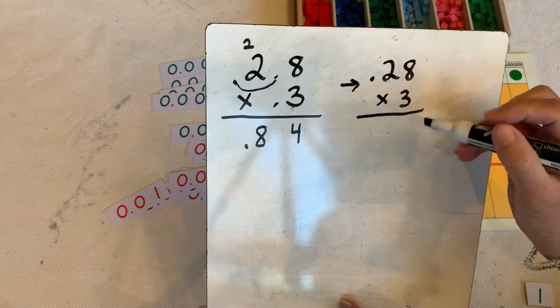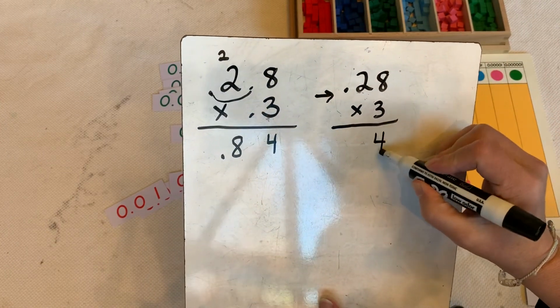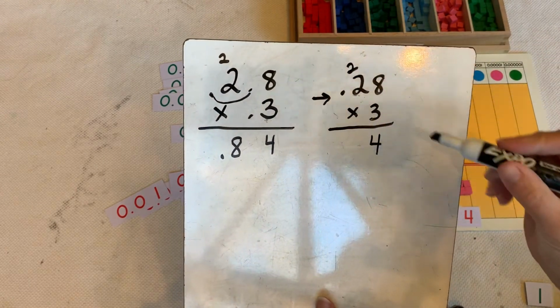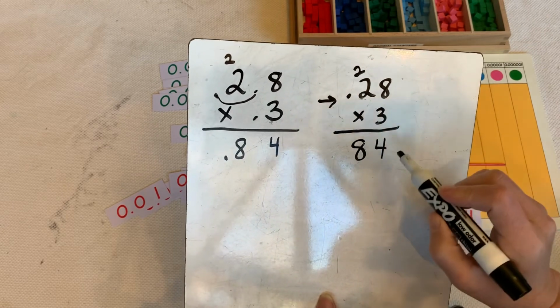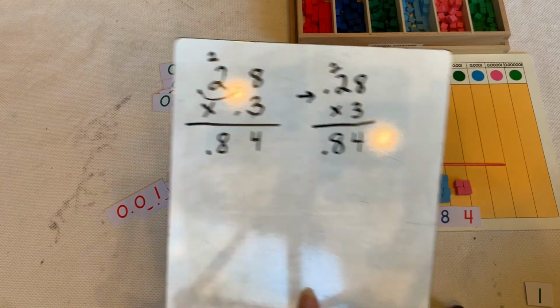Let's do it this way. It's the same thing. 3 times 8 is 24. You write the 4, carry the 2 tenths. 3 times 2 is 6, plus 2 is 8. That's our answer. See?